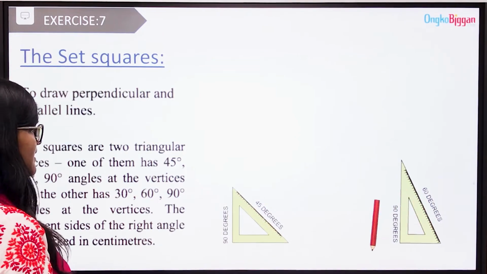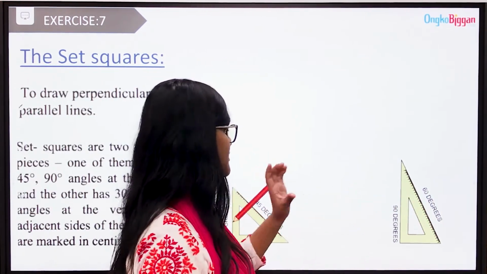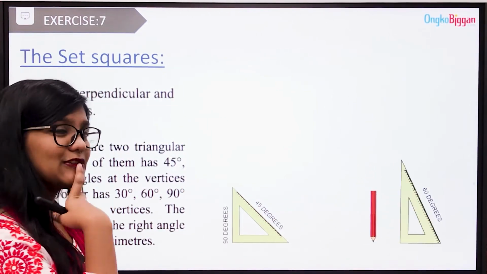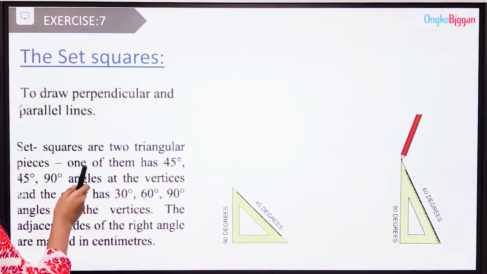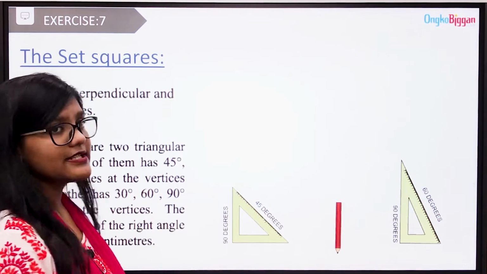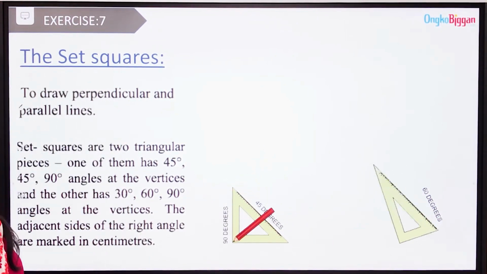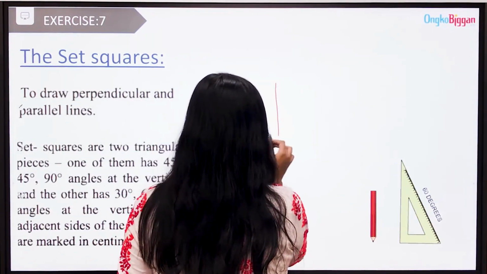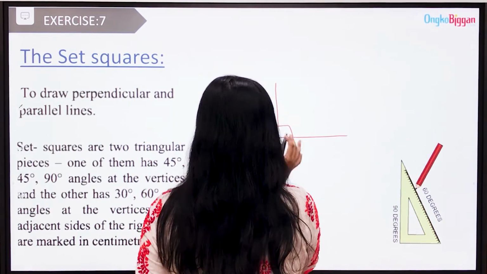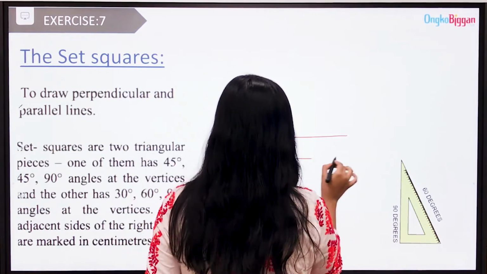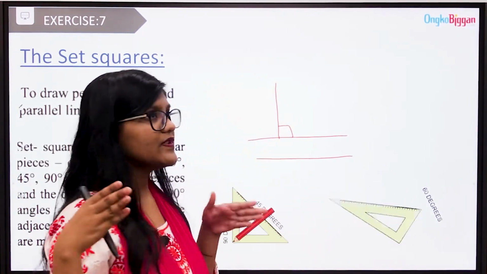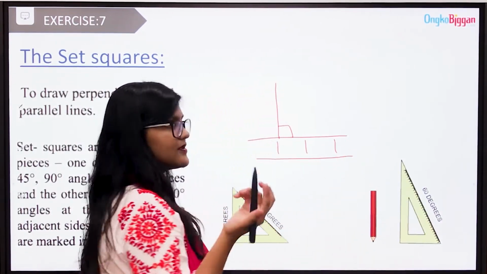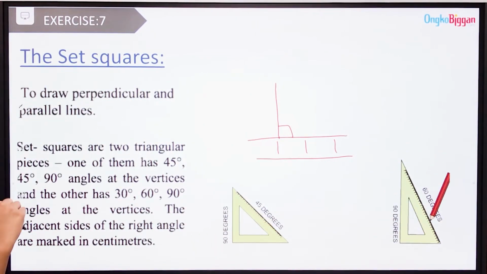Then the set of squares. Then we actually get these two figures, two structures like triangle shaped instruments, or you can say tools in our geometry box to draw perpendicular and parallel lines. So we have already learned in the previous chapter what we mean by perpendicular and parallel lines. Perpendicular lines make 90 degrees with each other, and in the case of parallel lines, two line segments move in such a way that their perpendicular distance is the same, and they never meet, so they don't have any common angle. We have already learned this in the previous chapter.